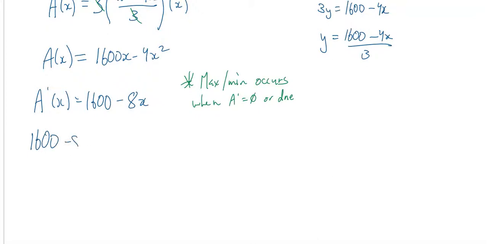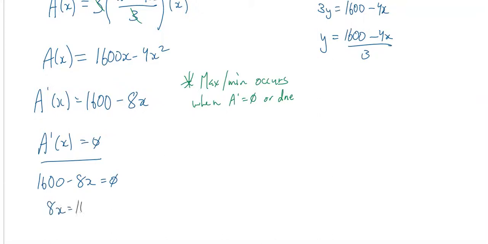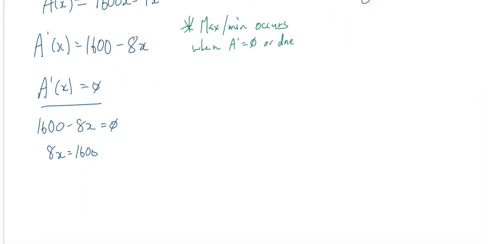1600 minus 8x equals 0. So I'm going to go back: A prime at x equals 0. This is where max or min occurs. So x is 200.